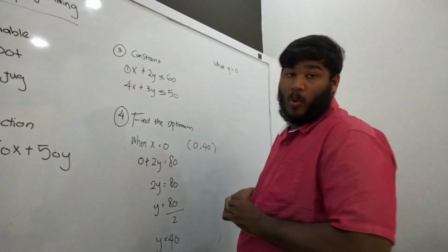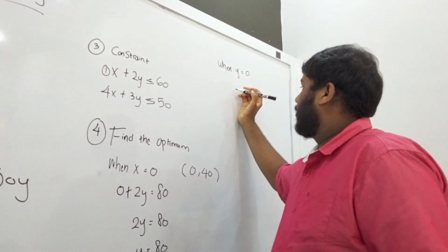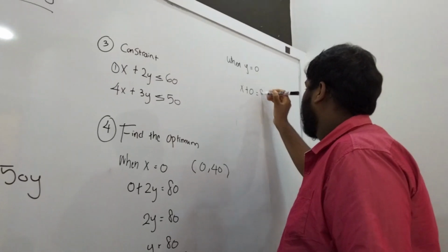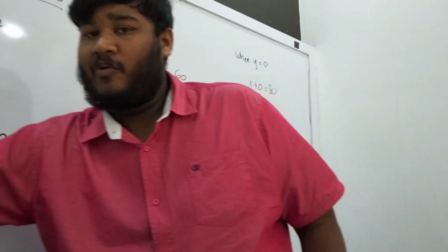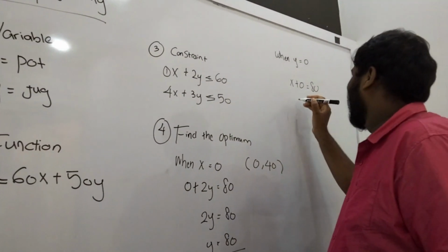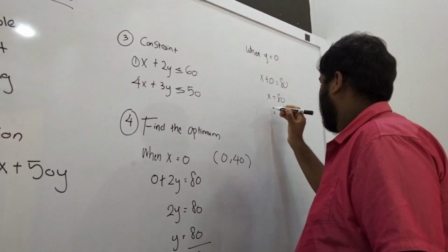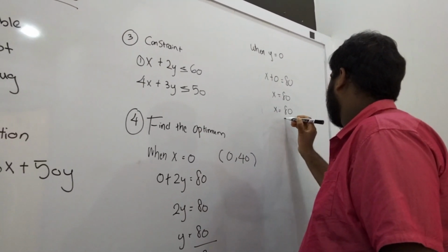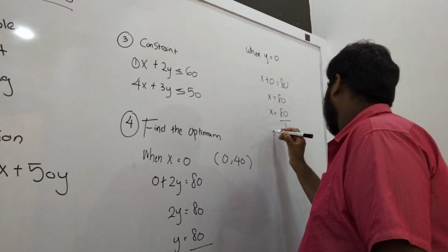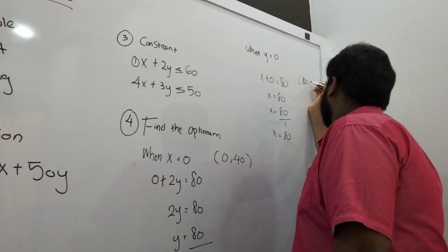The next one, when y equals 0, the calculation is x plus 0 equals 80. 80 is the hours of labor. So x equals 80 divided by 1, because for 1x we didn't write the 1. So x equals 80. The coordinate for this is 80, 0.